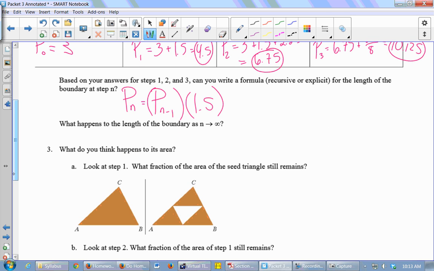So our conjecture was correct, right? My perimeter at infinity is infinity. This is some weird notation that just means P sub n approaches infinity. Right? The perimeter gets bigger and bigger and bigger.